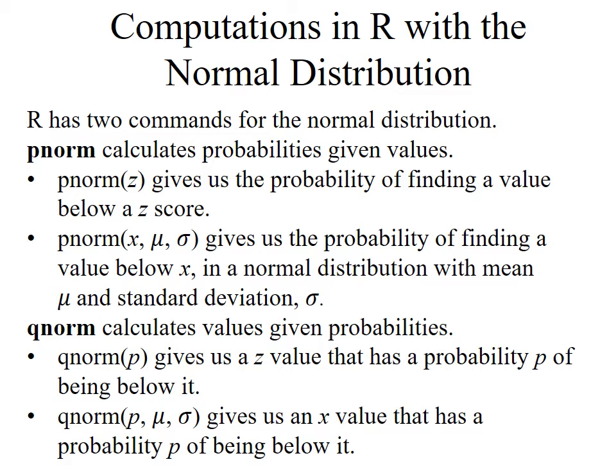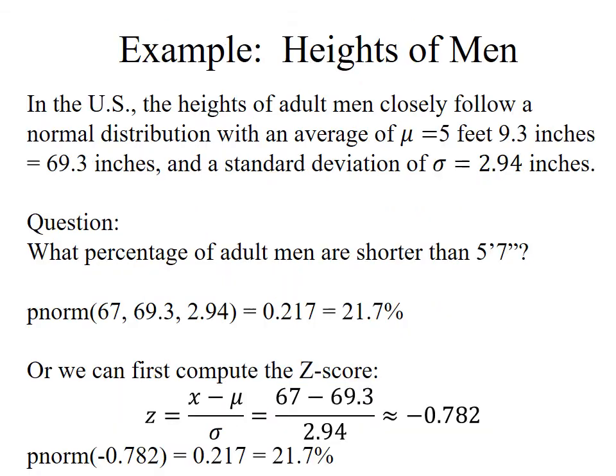The other big R command to deal with the normal distribution is qnorm. qnorm takes in probabilities and gives me values. If I compute qnorm of p, then that will give me a z-value that has that probability p of being less than it. Or if I do qnorm of a probability and then the mean and the standard deviation of that normal distribution, then it will find me an x value, a raw score that has that probability of being below it. So let's do an example.